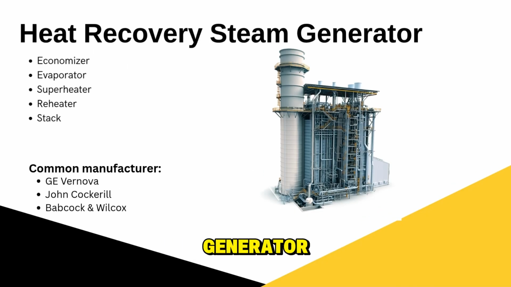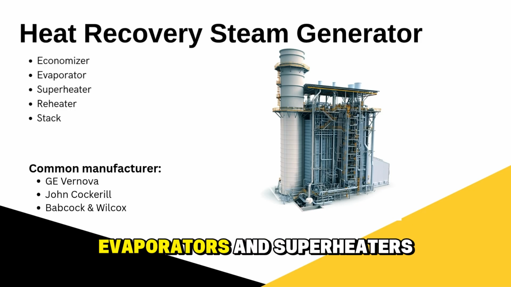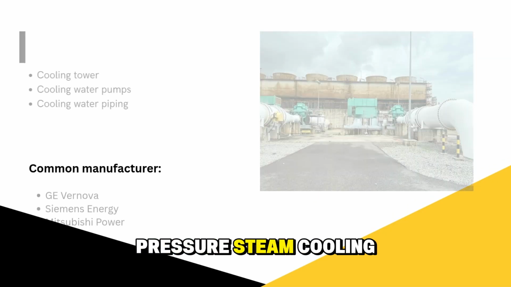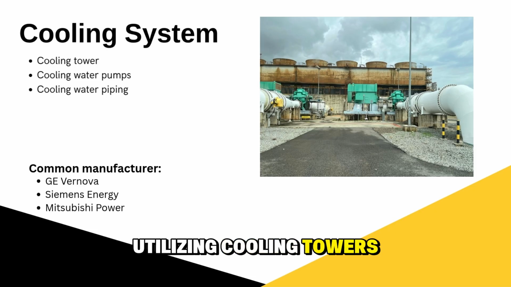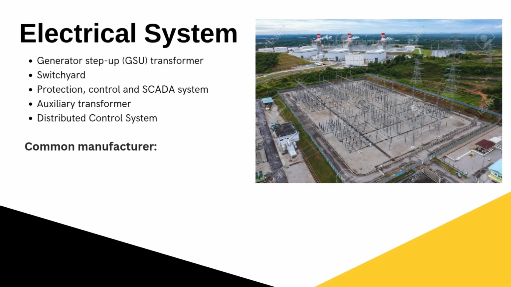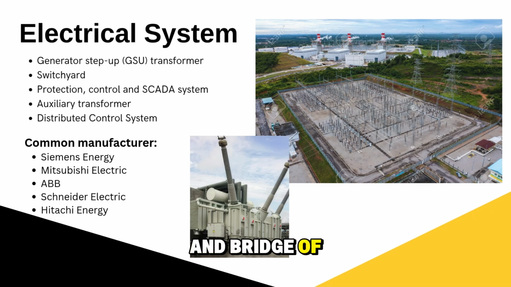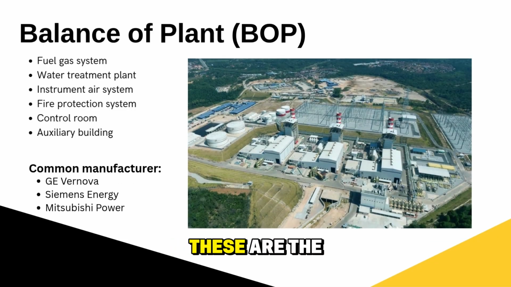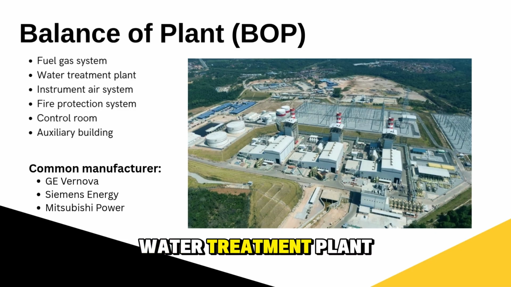Heat recovery steam generator, HRSG. Instead of wasting the hot exhaust from the gas turbine, we capture it here. Using economizers, evaporators, and superheaters, the HRSG turns water into high-pressure steam. Cooling system, utilizing cooling towers and pumps to manage thermal energy. Electrical system. This is the brain and bridge of the plant, featuring generator step-up transformers, the switch rack, and the distributed control system, DCS, for protection and SCADA control. Balance of plant, BOP. These are the essential services such as the fuel gas system, water treatment plant, and fire protection.